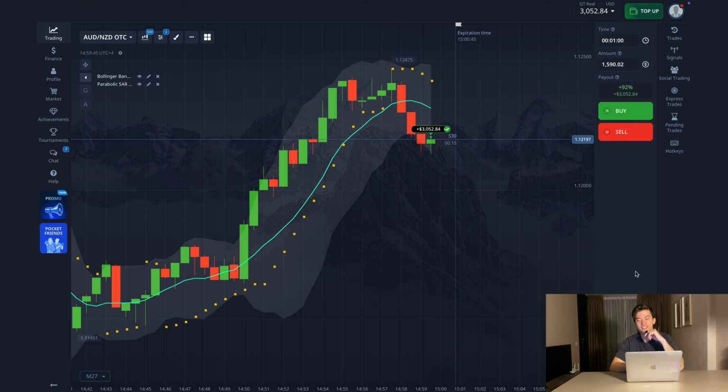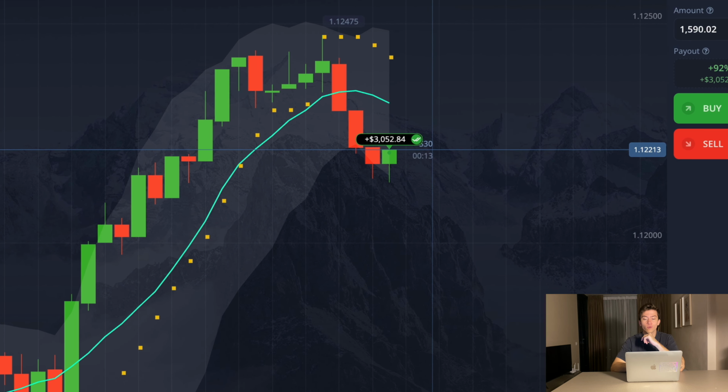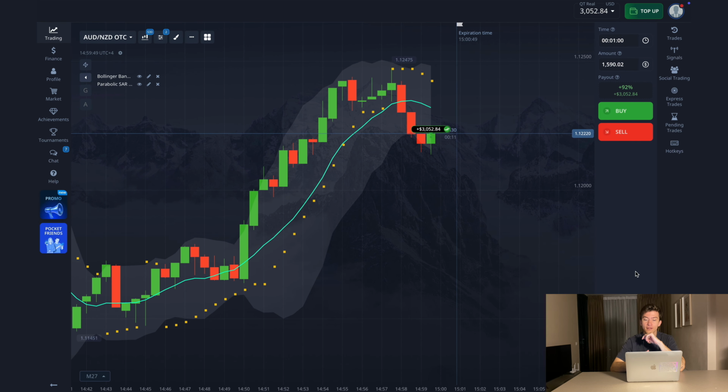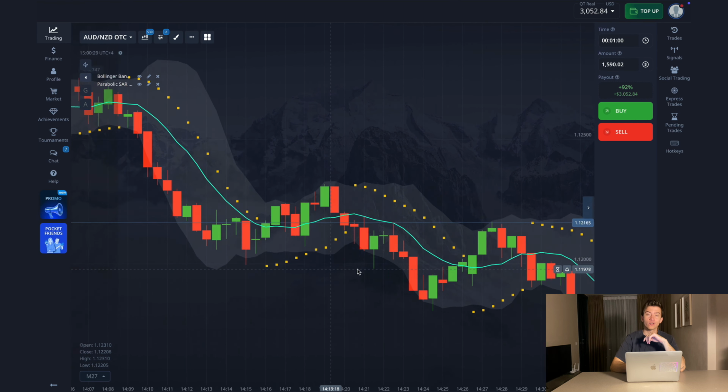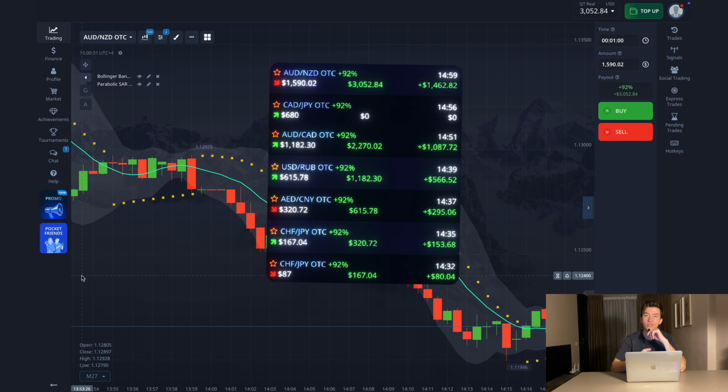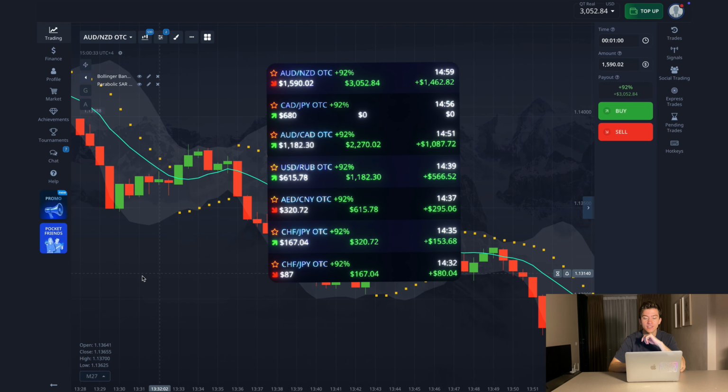A perfect finish. I lock in $1,462 in profit. The balance rises to $3,052. Let's sum the session up. I'm more than satisfied with this session. My balance grew from $87 all the way to $3,052.